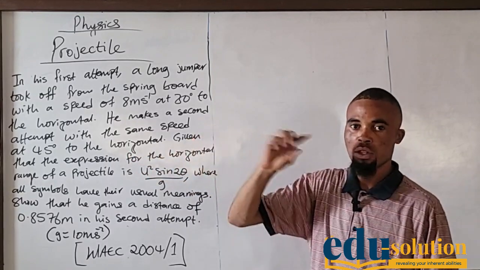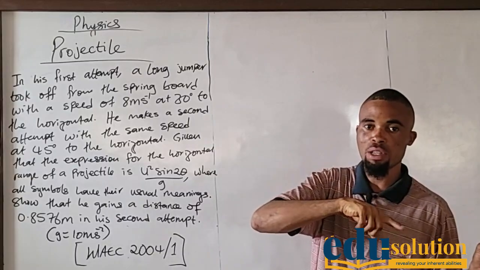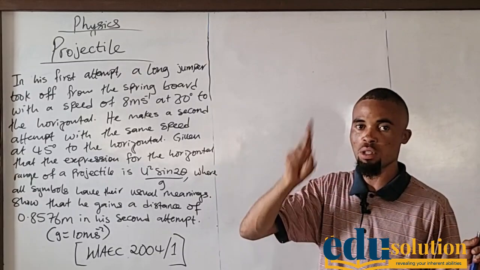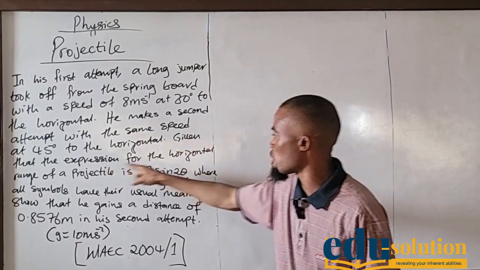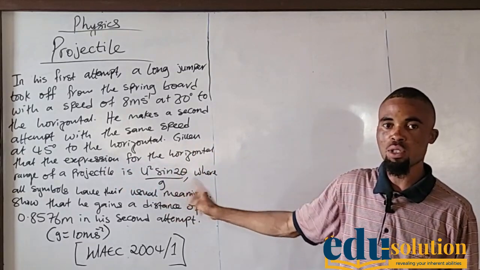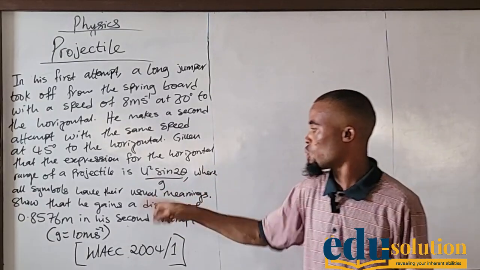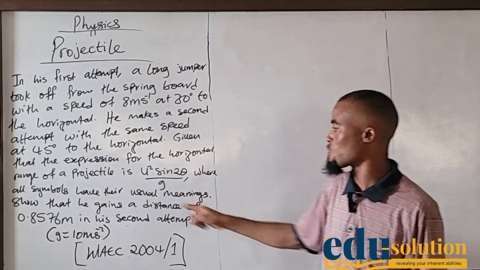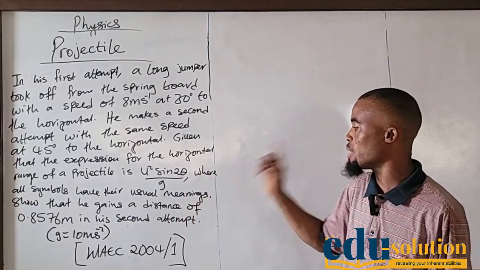So the only thing there is the variation of the angle. The first attempt was 30 degrees. The second one is what? 45 degrees to the horizontal. Now, given that the expression for the horizontal range of a projectile is u squared sine 2 theta over g, where all symbols have their usual meanings, show that he gains a distance of 0.8576 meters in his second attempt.